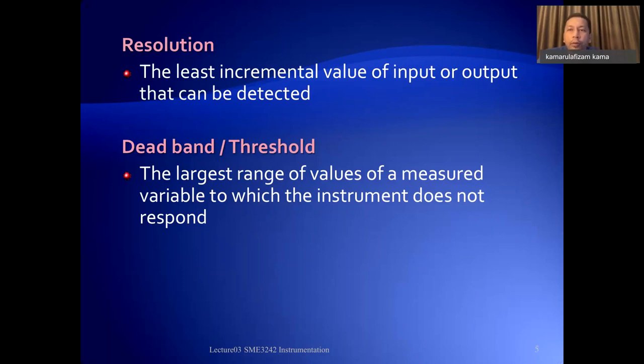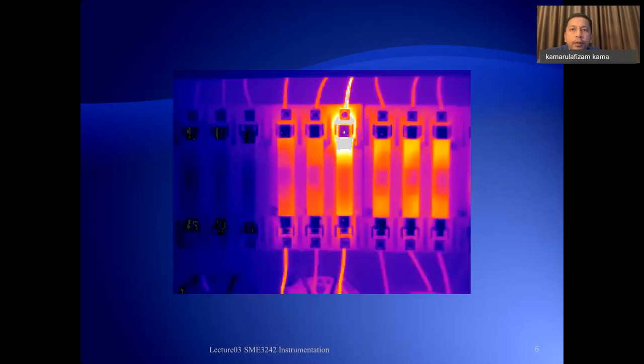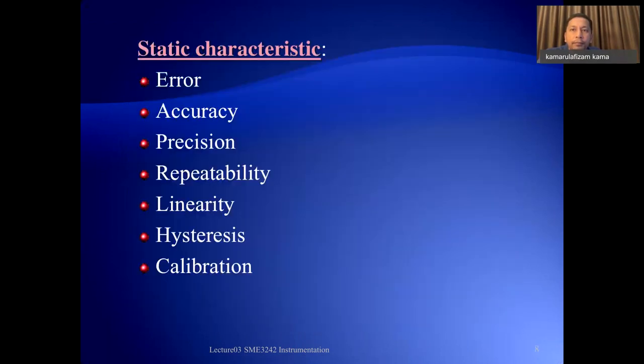So in order to get the equipment to show changes in the output, you have to give the input bigger than 1 microamp. This is the dead band. If you give any lower, the equipment will not respond. So basically, we are done on the operational characteristic. You can find this information from any online catalog or online datasheet. So you use this information to choose or to buy the sensor.